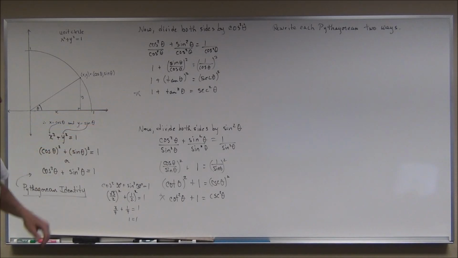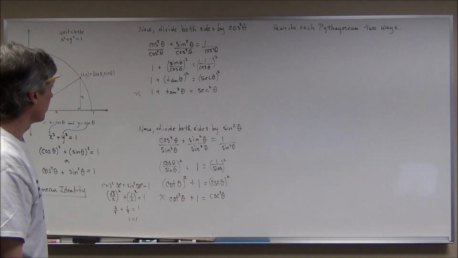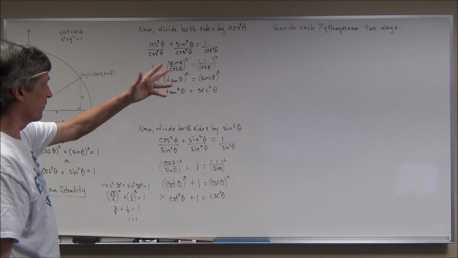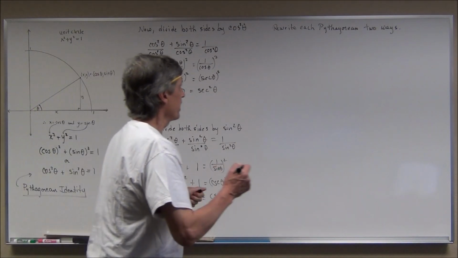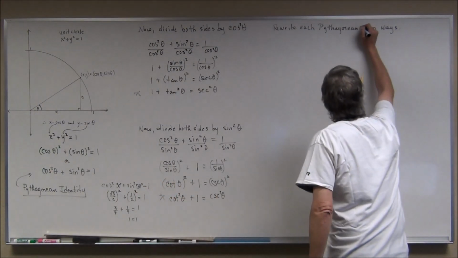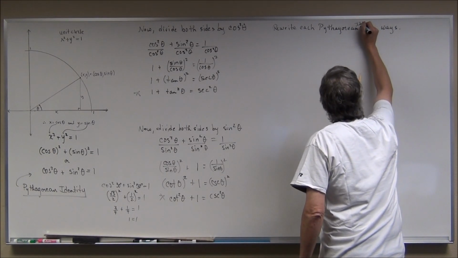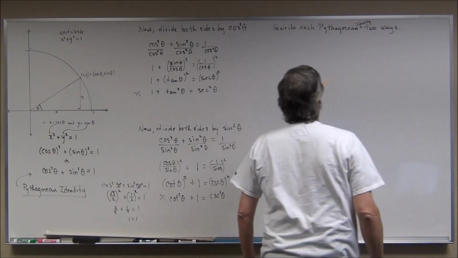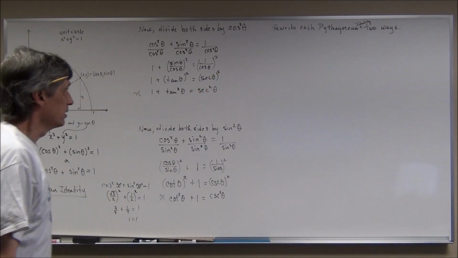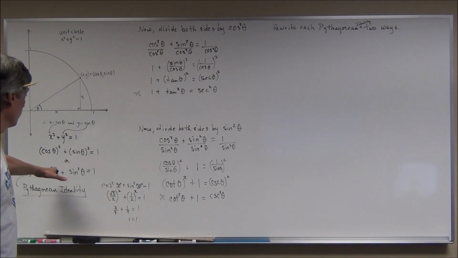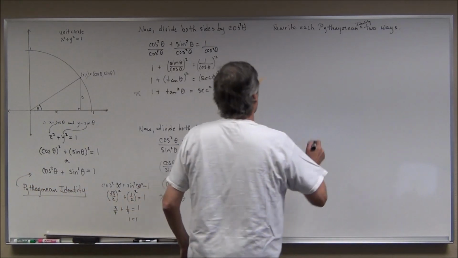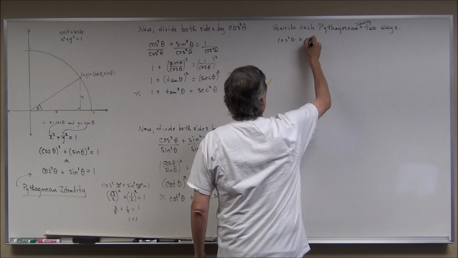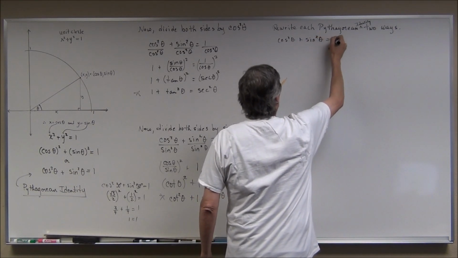Now, the last thing I have over here, and I haven't gotten to a sample problem yet, is I want to write each Pythagorean identity two other ways. So I start with cosine squared theta plus sine squared theta equals 1.